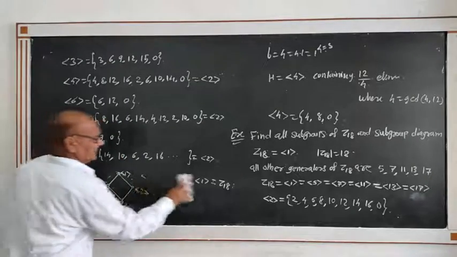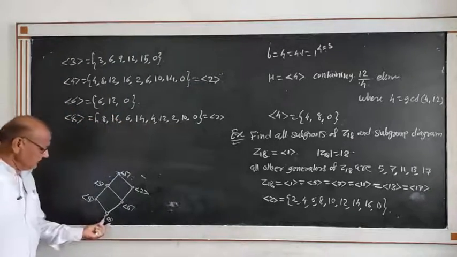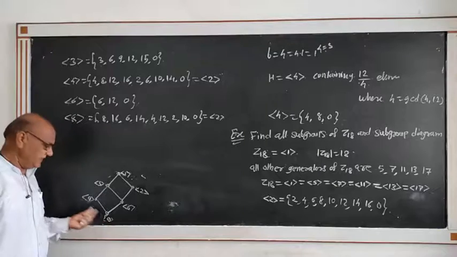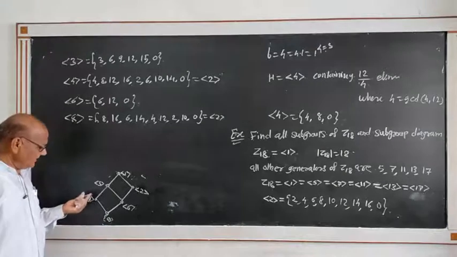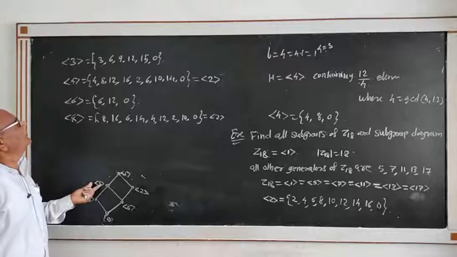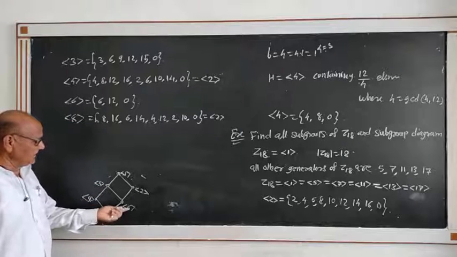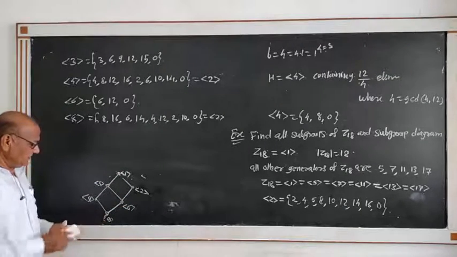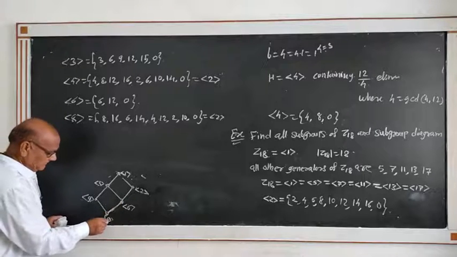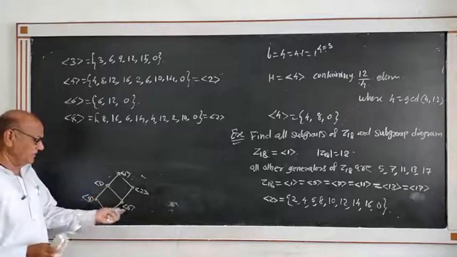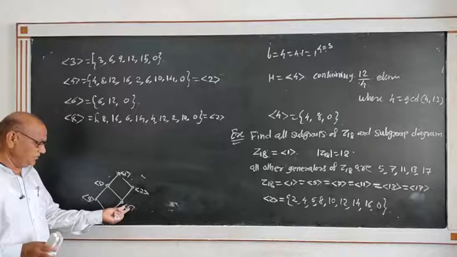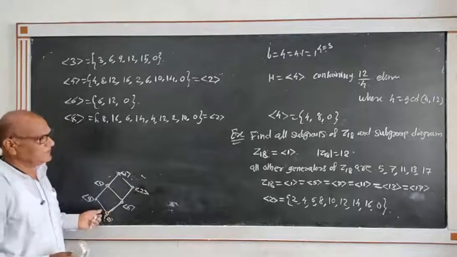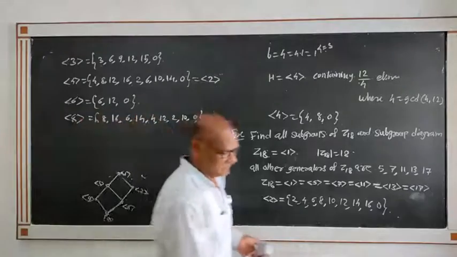This is the subgroup diagram. That means each subgroup is again a subgroup of the one above it. It contains a single element, 2 elements, 6 elements, 3 elements, 9 elements, 18 elements. The subgroup generated by 6 is a subgroup of the subgroup generated by 2, like this. It's called the subgroup diagram.